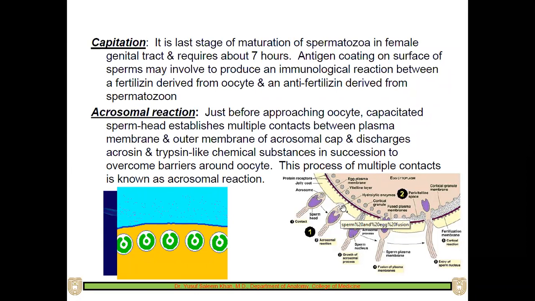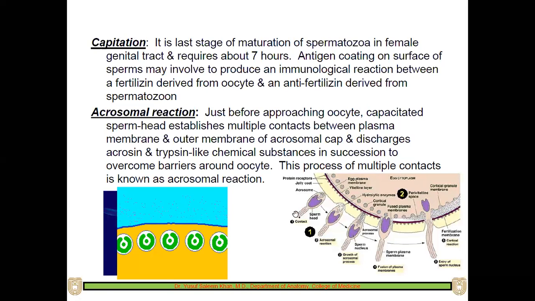If you see here, it is releasing acrosin as well as trypsin-like substances, the hydrolytic enzymes. Hydrolytic means they are breaking down, lytic means breaking down. So they are breaking the barrier here. This process of multiple contacts is the acrosomal reaction. So this multiple contacts and release of the hydrolytic enzymes, which help in breaking down the barrier, is called the acrosomal reaction.